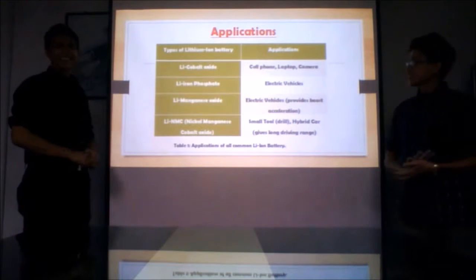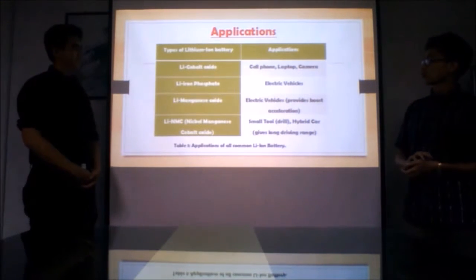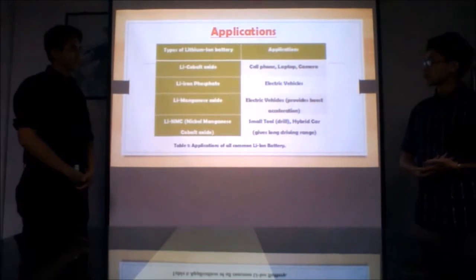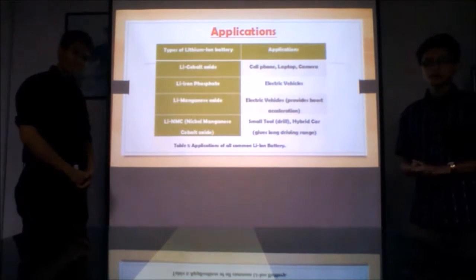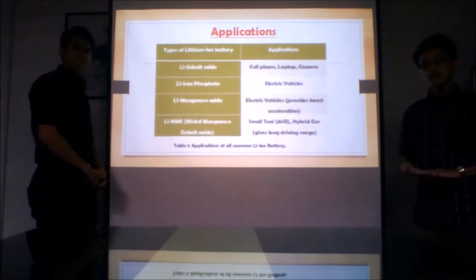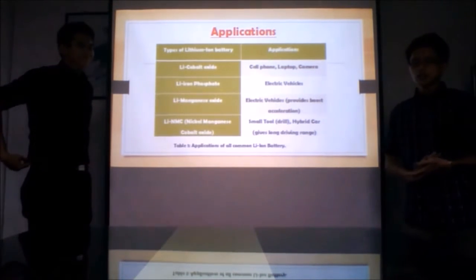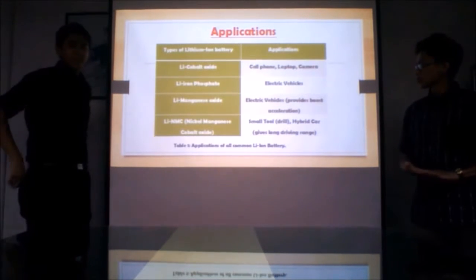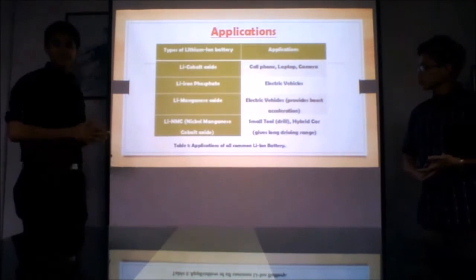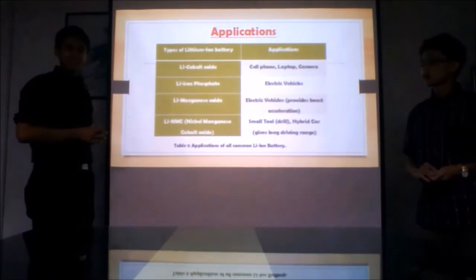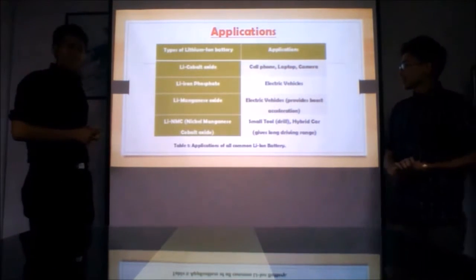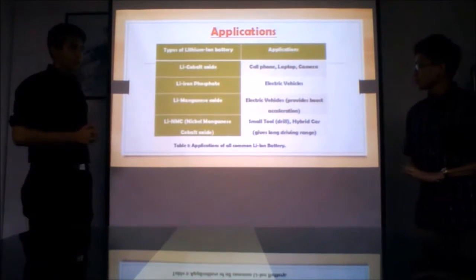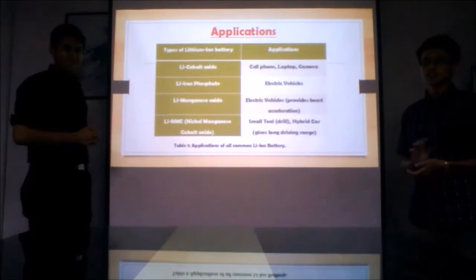of those batteries: lithium cobalt oxide may be found in electronics that we use in our daily life, such as cell phones, laptops and cameras. Lithium iron phosphate is mainly used in electric vehicles. Lithium manganese oxide is also mainly used in electric vehicles, to provide boost acceleration. And last, lithium nickel manganese cobalt oxide is used in small tools such as drills, and in hybrid cars it gives a long driving range.